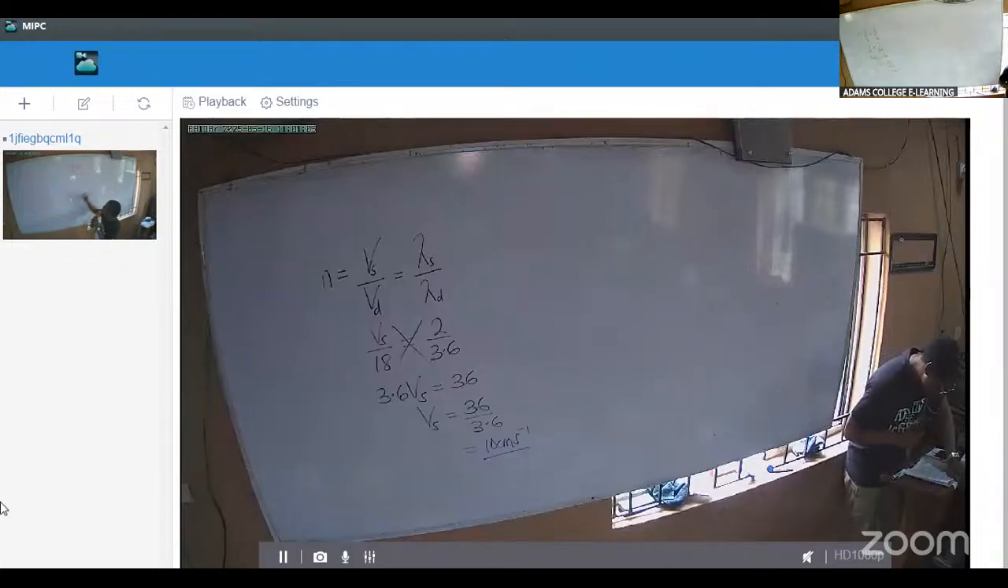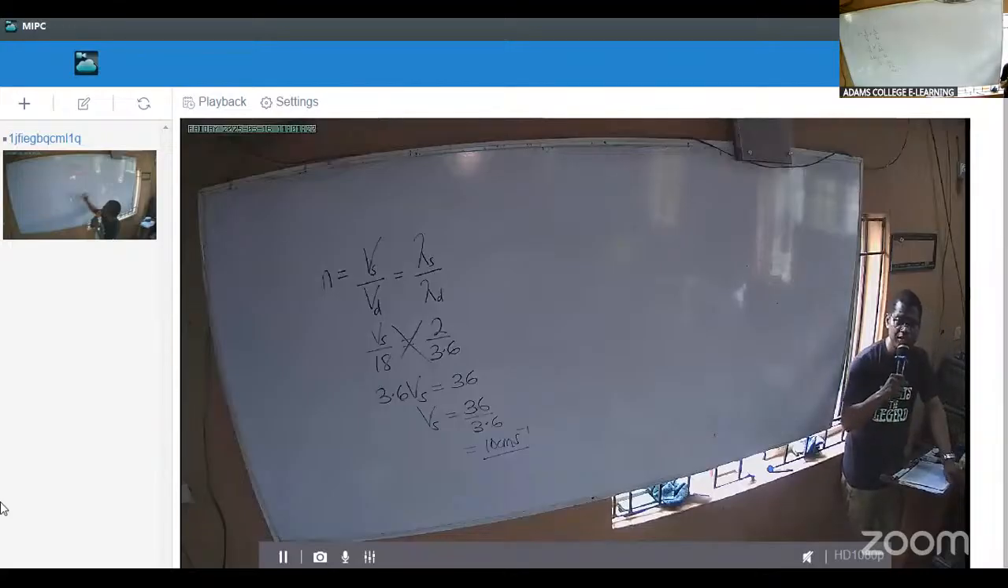Let's go to number 20. Calculate the instantaneous value of a current in AC circuits, if the root mean square value is 15 amperes and phase angle is 30 degrees.